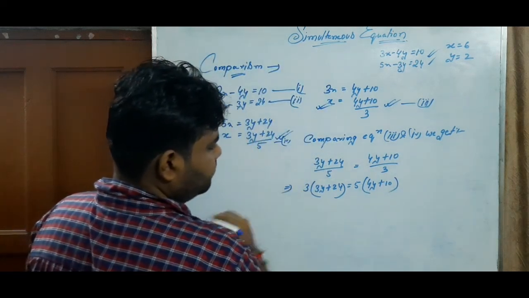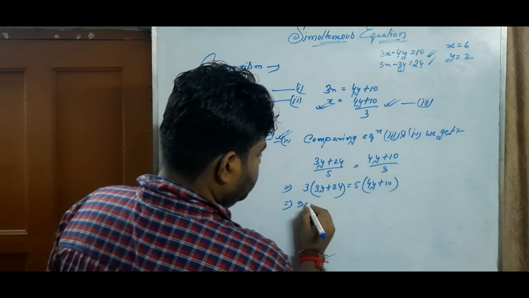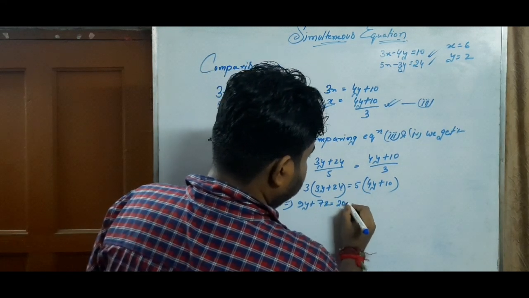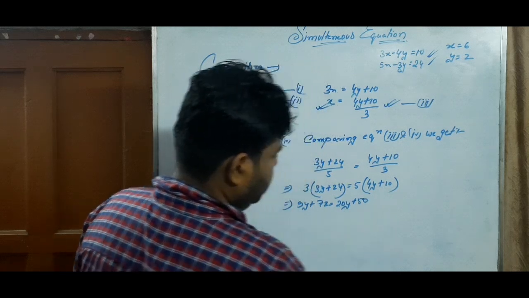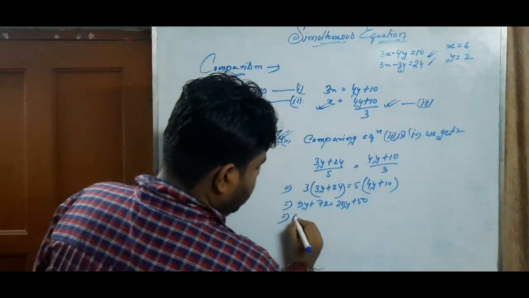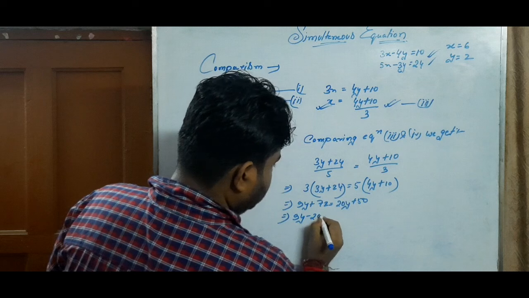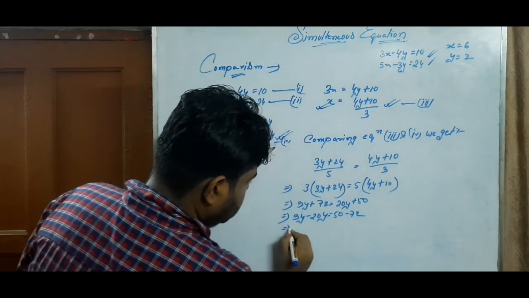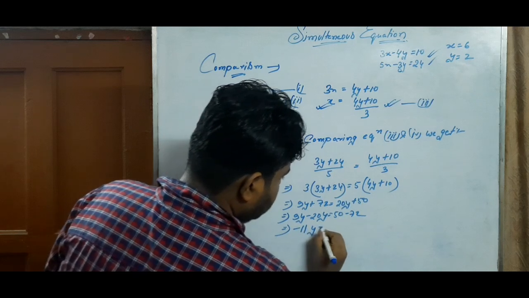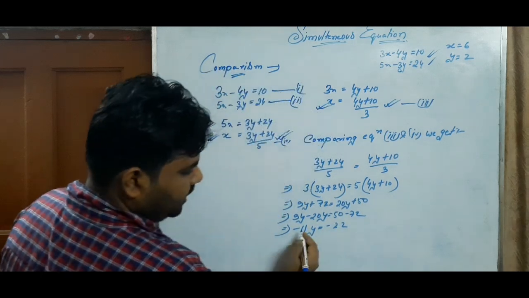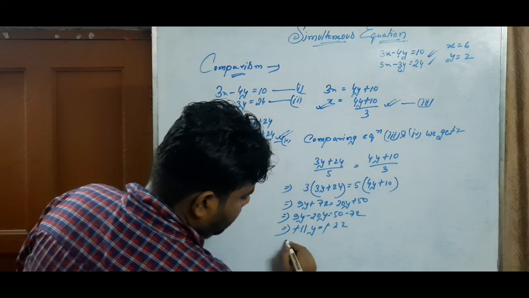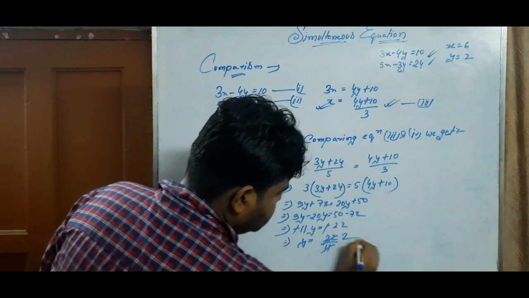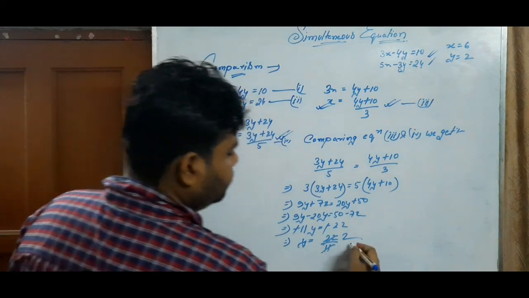That is 9y plus 72 equals 20y plus 50. Now 9y minus 20y equals 50 minus 72. That is, minus 11y equals minus 22. We can cancel out the negative signs, or y equals 22 by 11. That is 2. We get the value of y as 2.